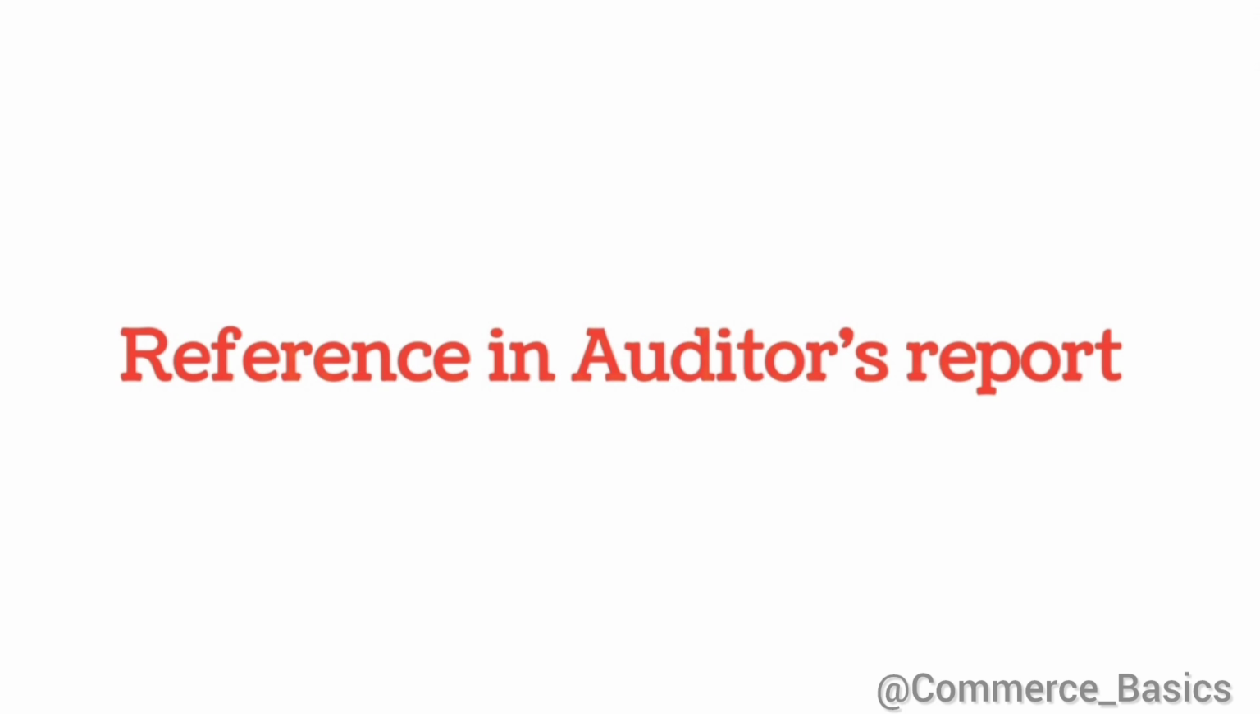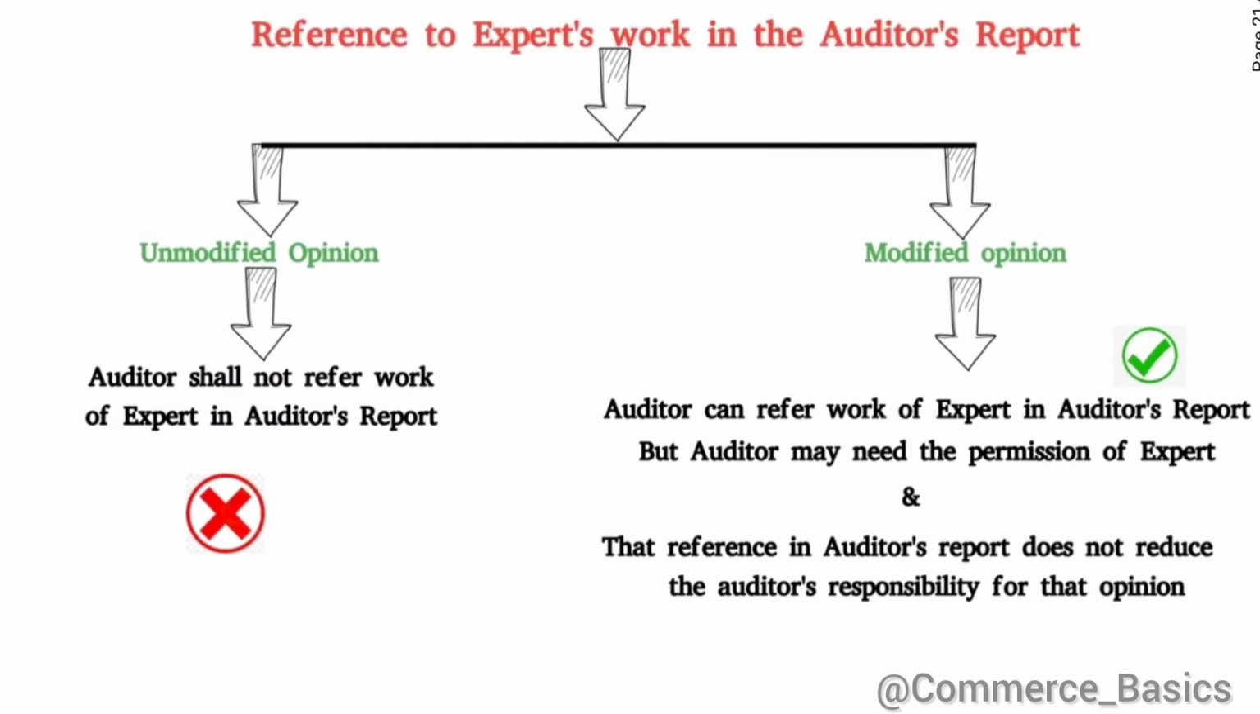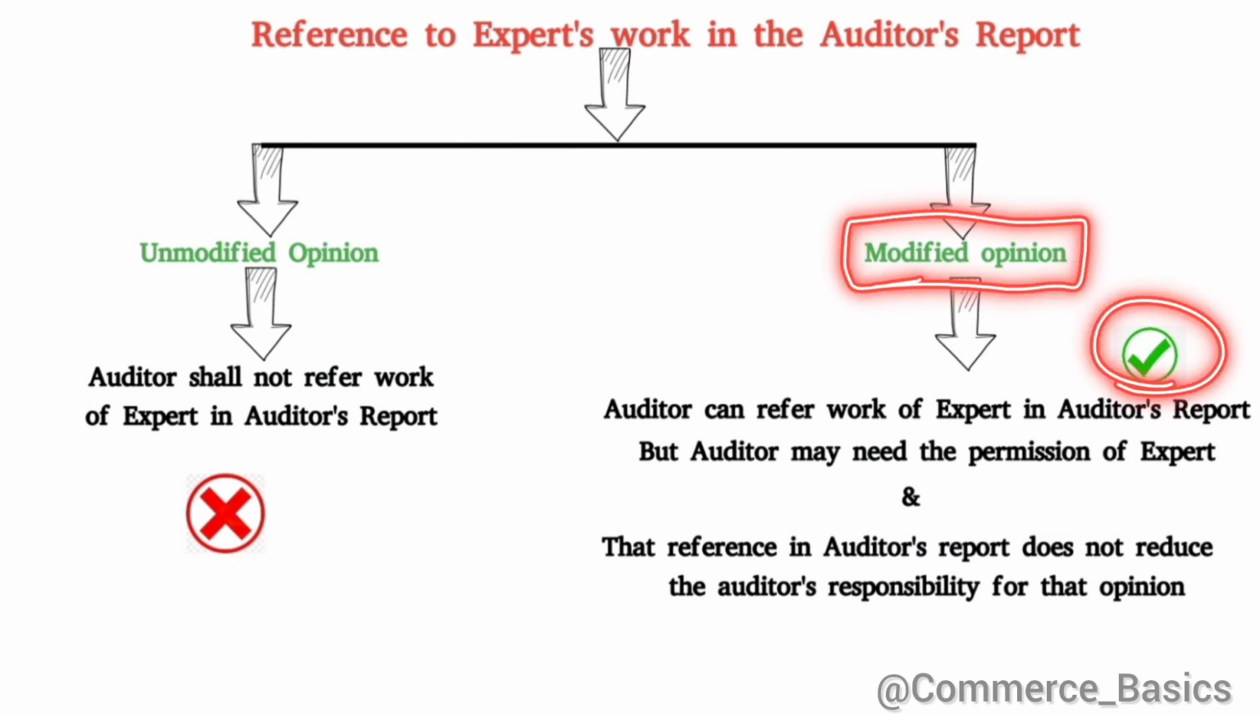And finally, the work is done, everything was done. Now we are giving the auditor's report. Then what do we have to do? If we are giving an unmodified opinion, then we shall not refer to the work of the expert in the auditor's report. You cannot say you took help from this kind of person and refer to his work. No, you can't give that. But if it is a modified opinion, then yes, you can give the reference to the expert in the auditor's report.